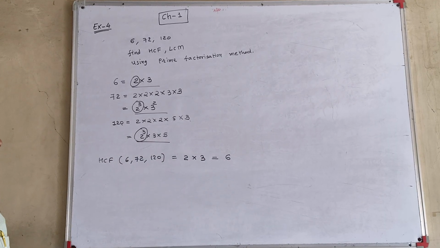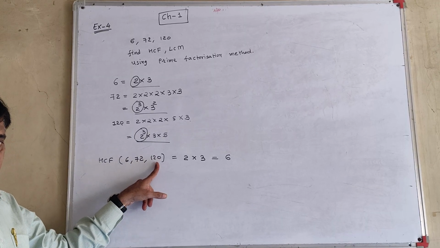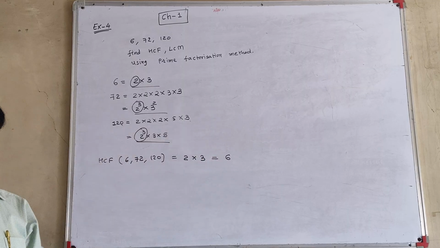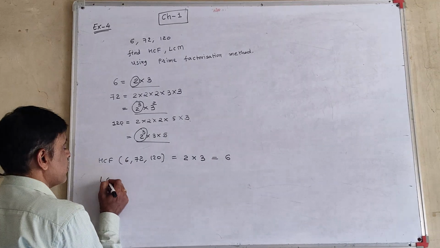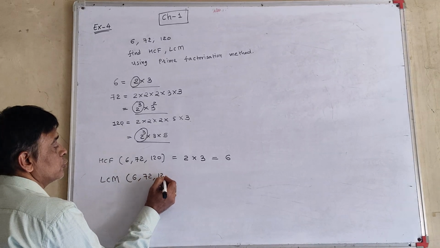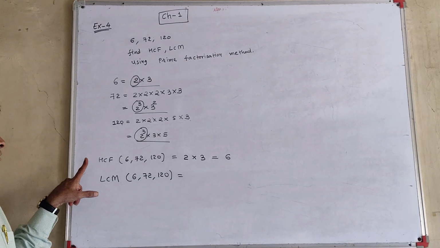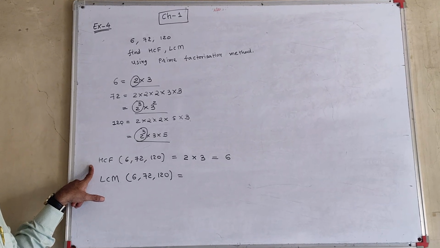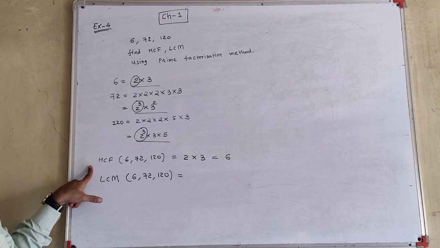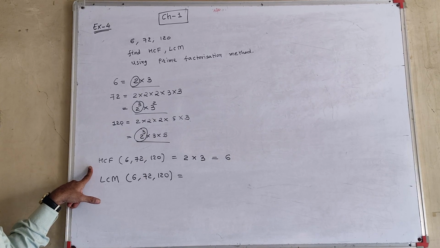That means these three numbers are divisible by the highest common factor 6. Now I will find LCM of 6, 72 and 120. In HCF what do we take? In HCF, the lowest power of common factor will be taken.